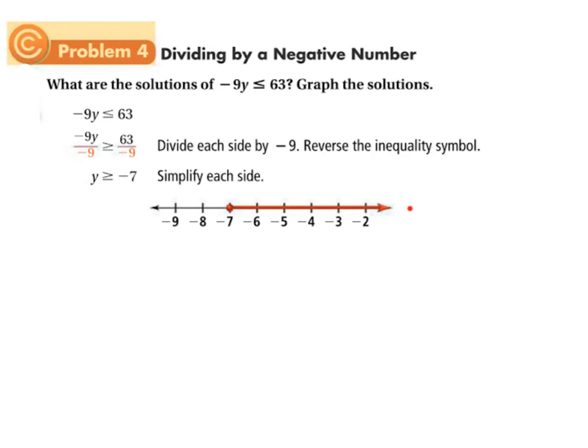One quick, easy way to do it is to check 0. If 0 is on the side that you're shaded, then if you plugged in 0 in here, it's easy because -9 times 0 is 0. Is 0 less than or equal to 63? Yeah, 0 is less than 63. That's good. Another way to use 0 would be to say if your arrow is pointing this way, then plugging in 0 should make it false. Okay, so you can use it that way as well.